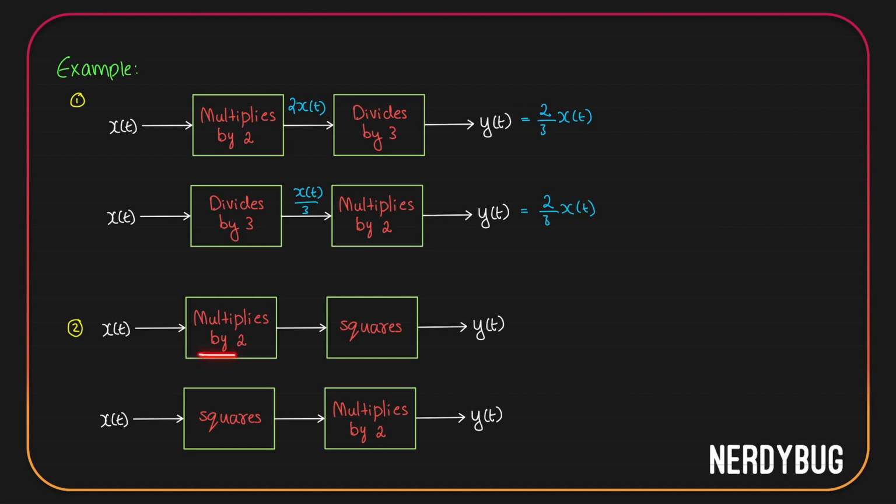In the second example, we have a system that multiplies the input by 2 and a system that squares the input. We are giving x of t as an input to the first one. It multiplies it by 2. So we get 2x of t. Now this is given as an input to the system that squares it. So the output is 4x square of t. Let us interchange the systems. So x of t goes as an input to the first system that squares it. We get x square of t. It is given as an input to the system that multiplies it by 2 and the final output is 2x square of t. But this is not the same as 4x square of t.